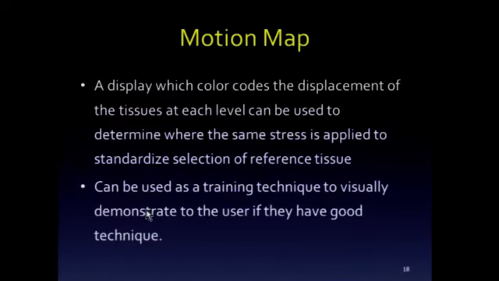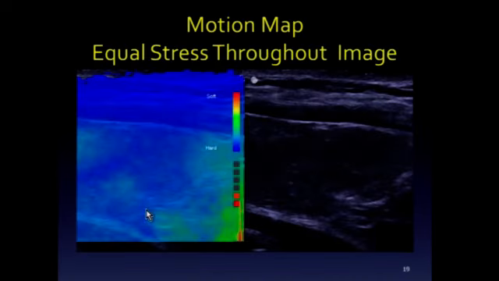One way, with strain, to help us determine whether we are getting good results is a motion map. One vendor has come up with a display that color codes the displacement of the tissues at each level, which can be used to determine where the same stress is applied, to standardize selection of the reference. Here again we can tell if someone is applying too much pre-compression or if the compression is not uniform, because we want to take measurements when we're doing strain ratios where the stress is the same in the reference and the organ. I think this can be really good as a training technique to visually demonstrate in real time to users that they have a good technique. So this is the motion map.